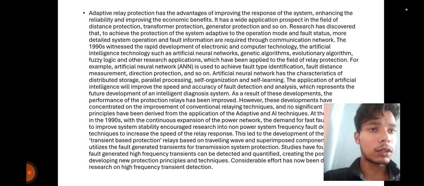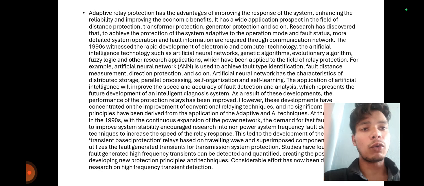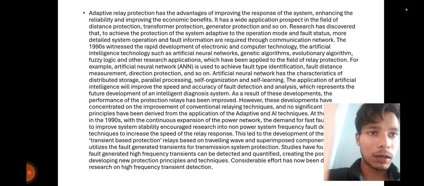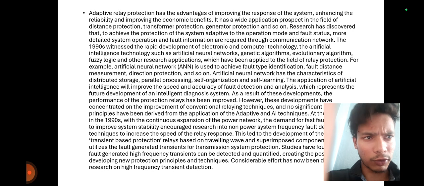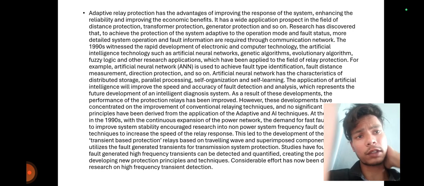So, an artificial neural network has the characteristics of distributed storage, parallel processing, self-organization, and self-learning. The application of artificial intelligence will improve the speed and accuracy of fault detection and analysis, which represents the future development of an intelligent diagnosis system. As a result of this development, the performance of the protection windows has been improved.